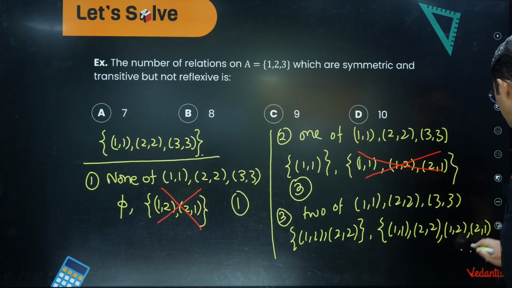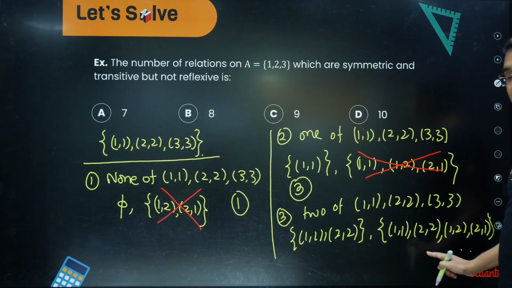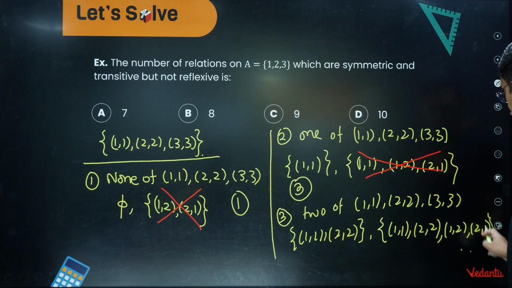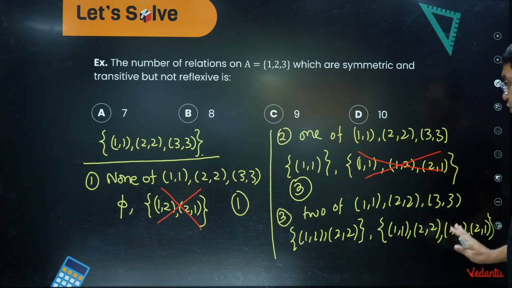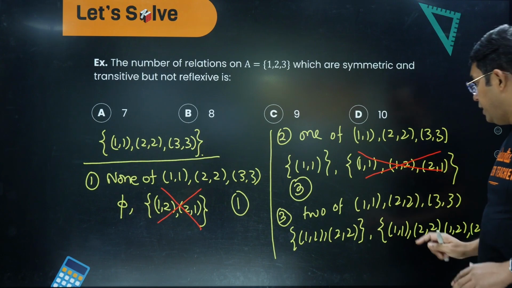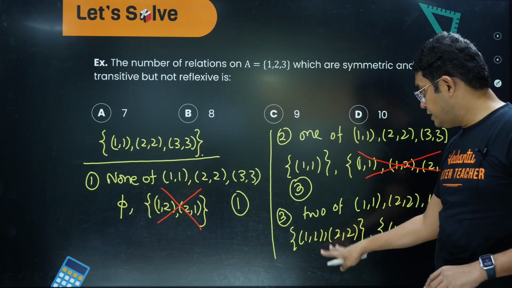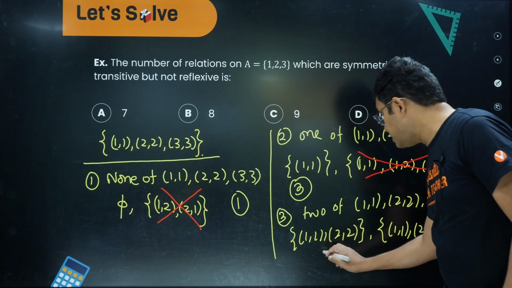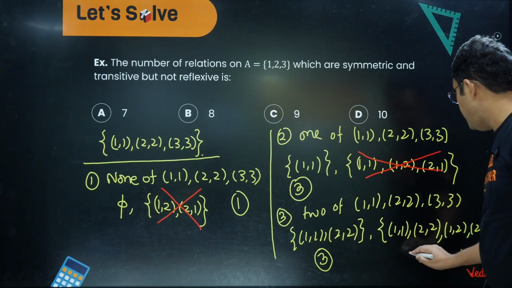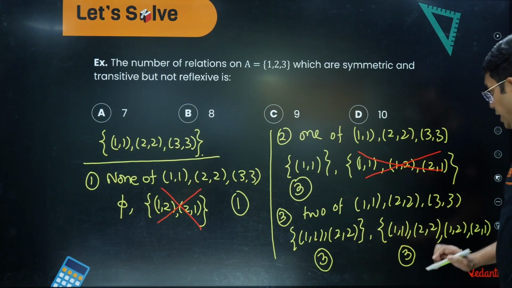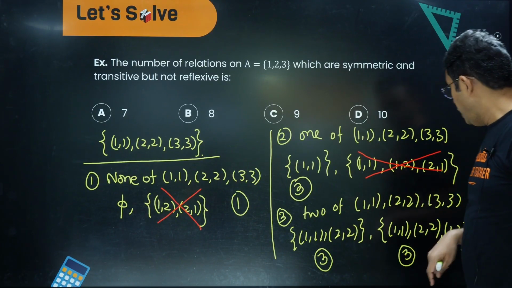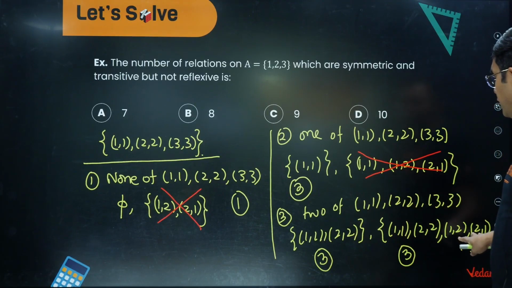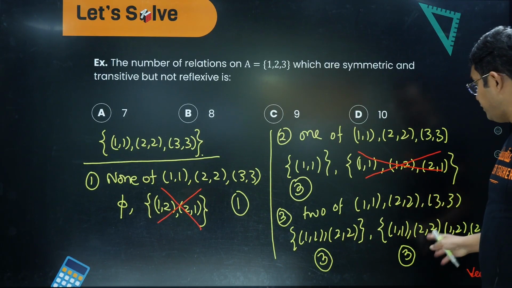This is also transitive, because 1,1, 1,2 and 2,1 requires 1,1, which is there, and 2,1, 1,2 requires 2,2 for it to be transitive, so 2,2 is also there. So this is also transitive. So you can see here 3 relations of this type, because of which two you are going to choose. So this kind of 3 relations will be there, and similarly this kind of 3 relations will be there. If you try to add one more ordered pair here like 1,3, then you will need 3,1 also, and for that you will need 3,3 also. So this will become reflexive, which we do not want.